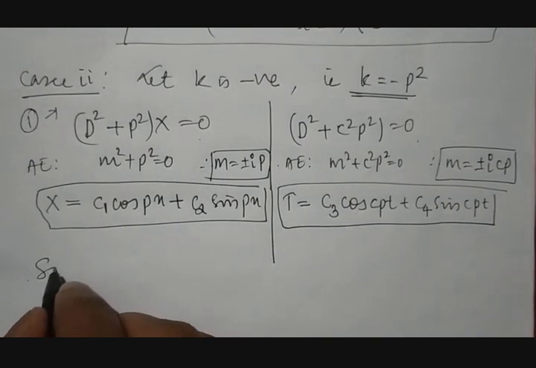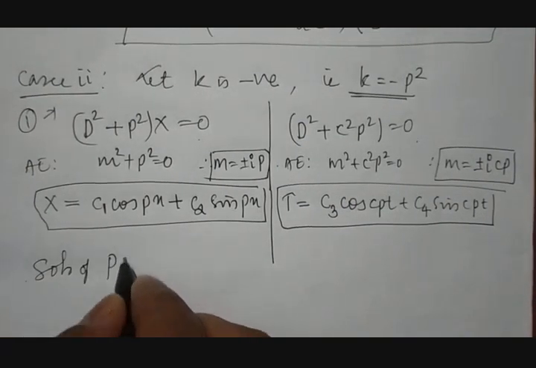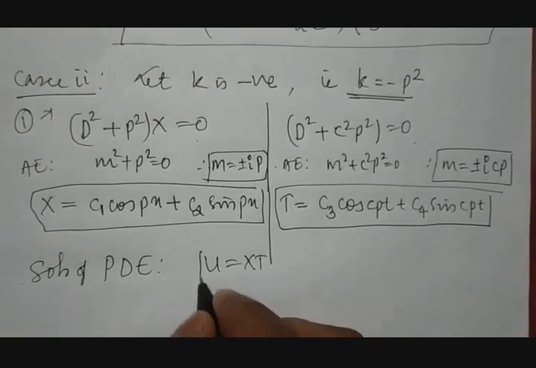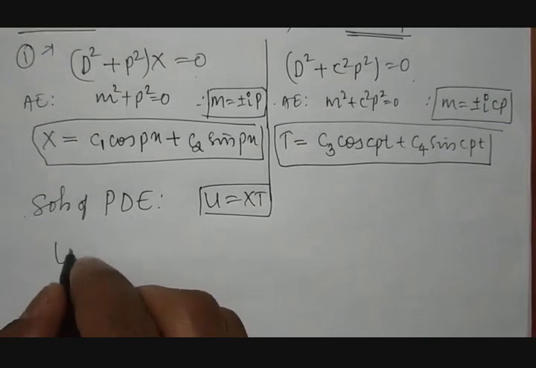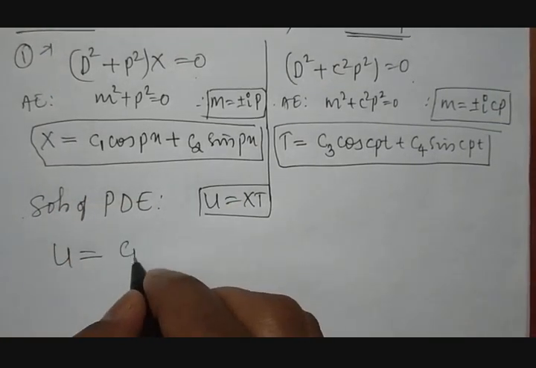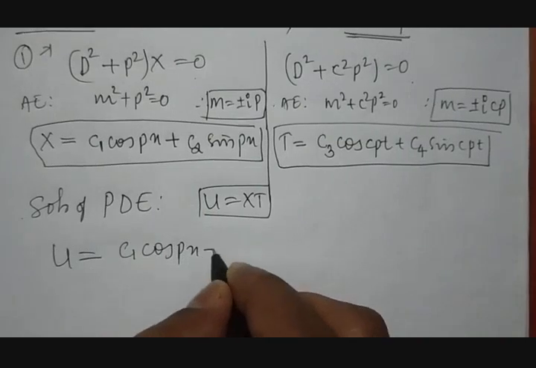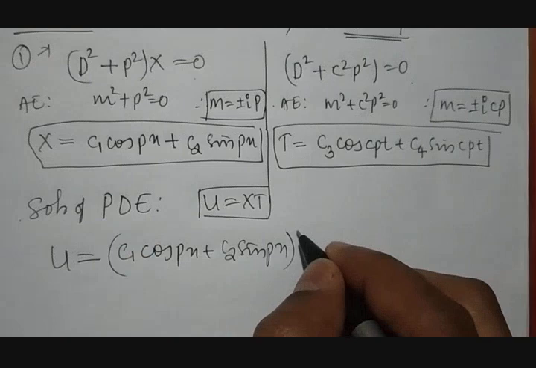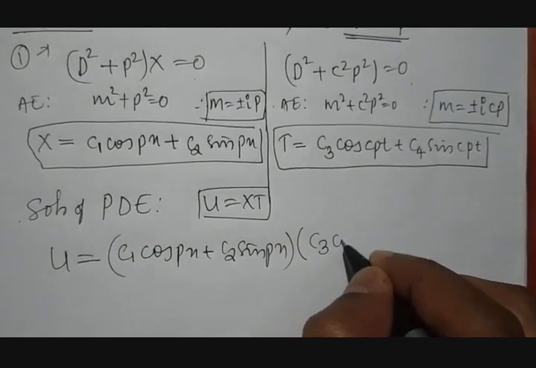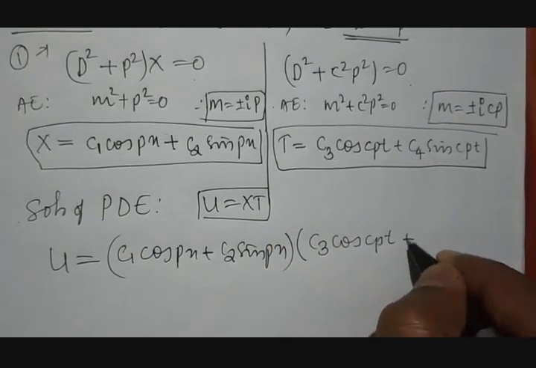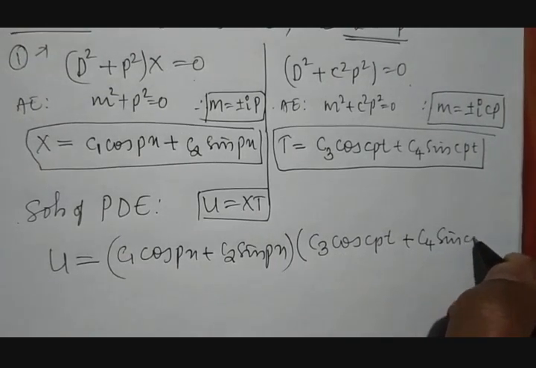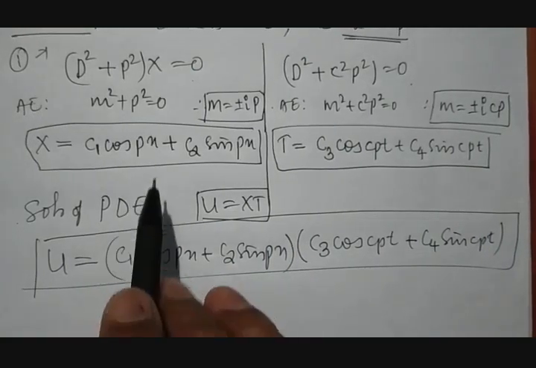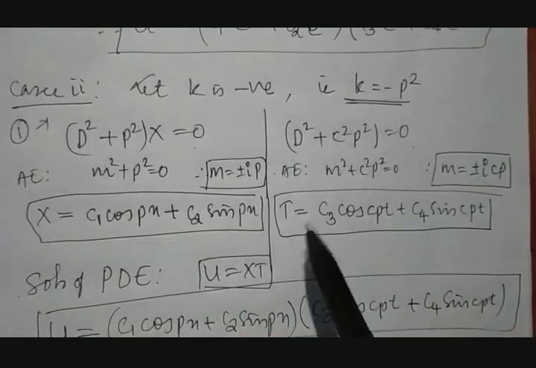But what is the final solution? The solution of the PDE for this case. That is u is equal to x into t. Therefore, u is equal to x, where X is C1 cos Px plus C2 sin Px, into t, that is C3 cos Cpt plus C4 sin Cpt. So this becomes the solution for case number 3 where k is negative.